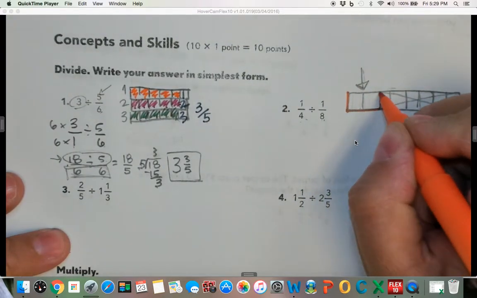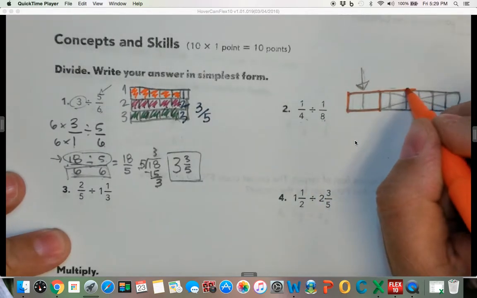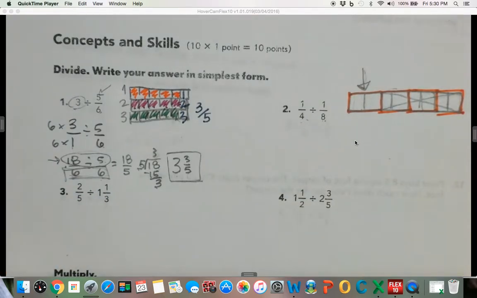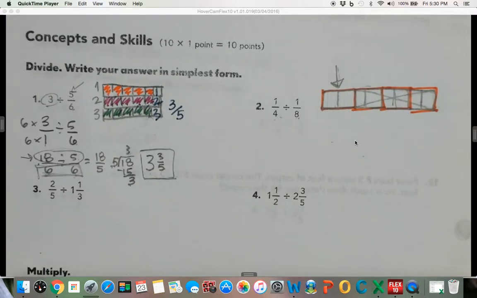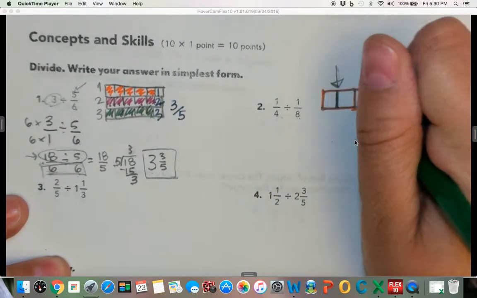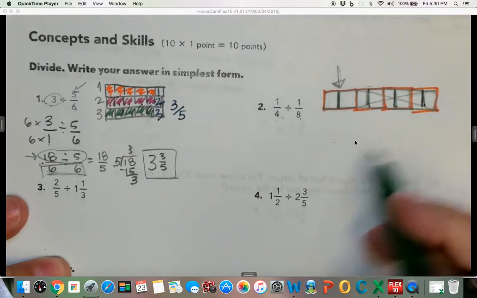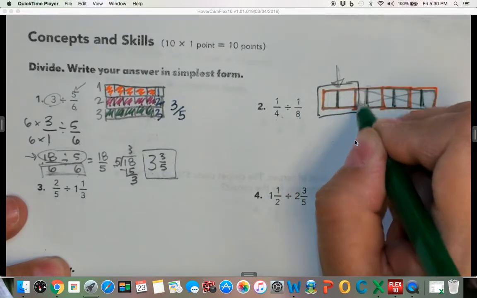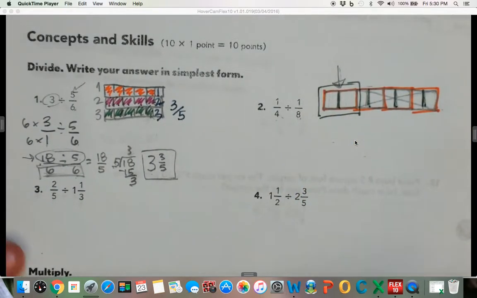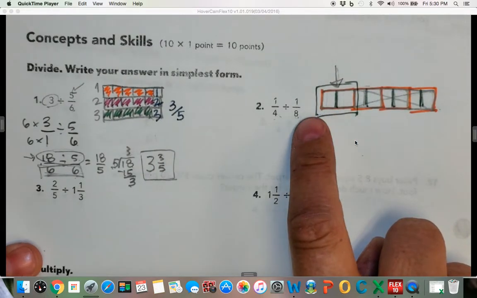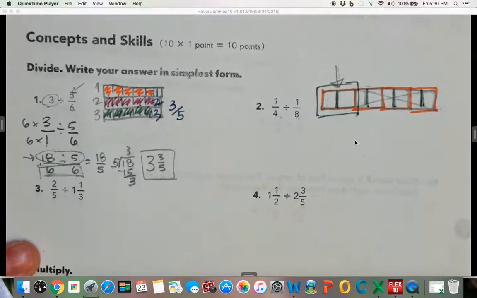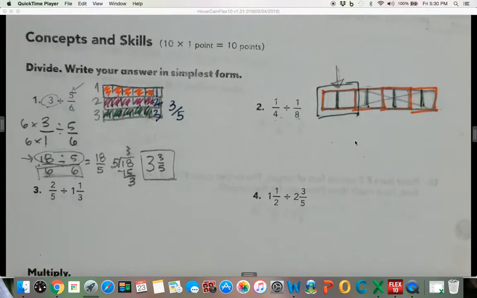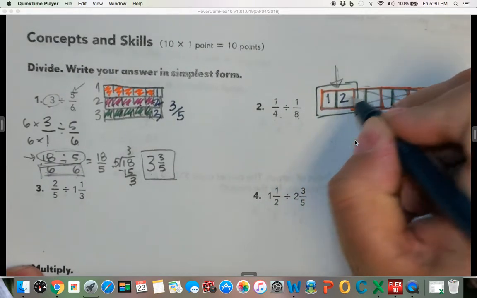So here I had 1/4, 2/4, 3/4, 4/4. Then I cut those into pieces of 8 because that's what it told me to do here. So I have 8 pieces, but I'm only focusing now on this 1/4 piece. How many of those pieces of 8 are in the 1/4? So how many pieces do I have here? 1, 2.